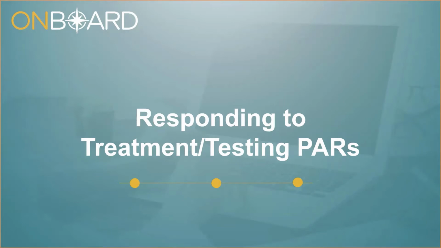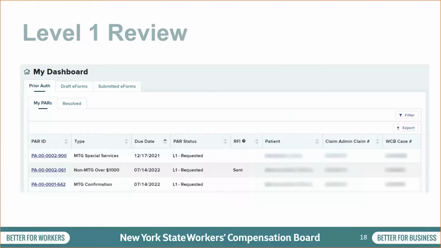Now we'll navigate the process of a payer responding to treatment/testing PARs. On the dashboard, the Prior Auth My PARs tab will update with new prior authorization requests, PARs, that have been assigned to a Level 1 reviewer. The PAR status column indicates the level of review needed. The due date column is the date the payer is required to respond. If the payer does not respond within the designated time frame, an order of the chair may be issued.